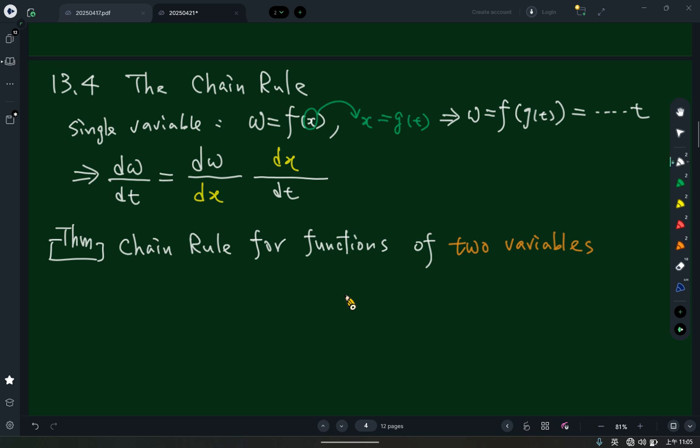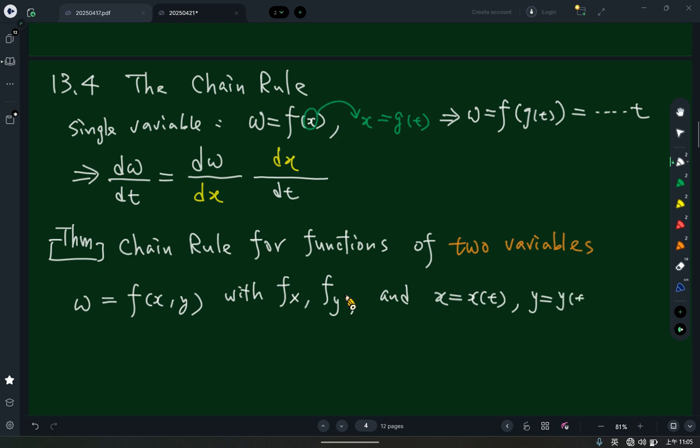So that means if w is defined as f of x, y, with partial f partial x, partial f partial y, and x is equal to x of t, y is equal to y of t, right? So x is equal to x of t means x is some expression in t. Y is equal to y of t means y is some expression in t, right? So if you use these two to replace here, you can notice that finally it will be a function of t, right? The final result is w is equal to some expression in t.